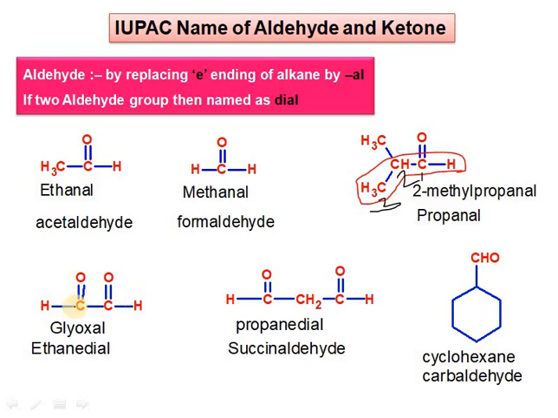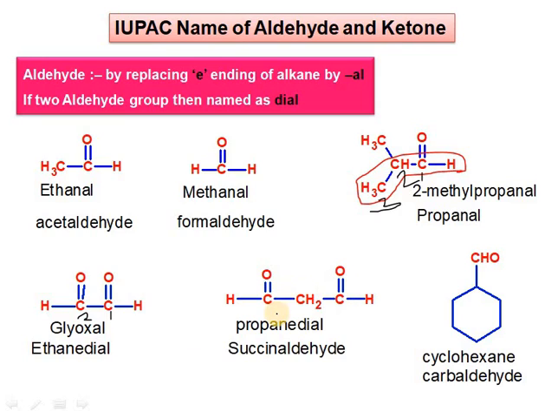Next, the molecule we have taken is this. In this molecule, two aldehyde groups are there. This is one aldehyde and this is the second aldehyde. So for two aldehyde groups, we use the word di. The common name is glyoxal. But we have two carbons, so the parent name is ethane, and therefore the IUPAC name of such a molecule is ethanedial.